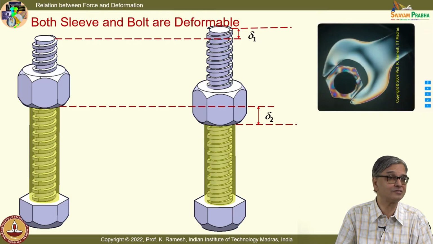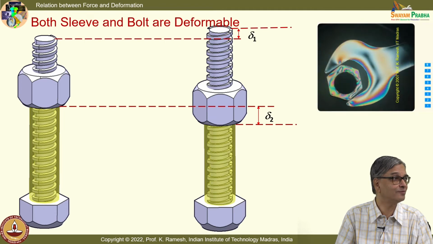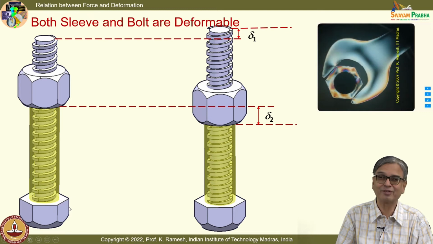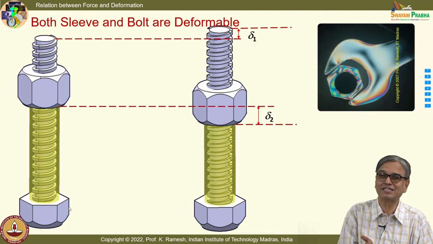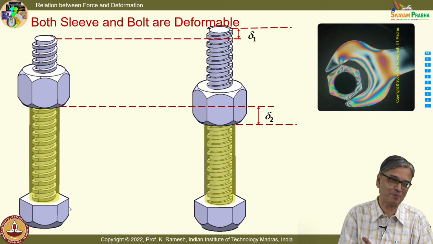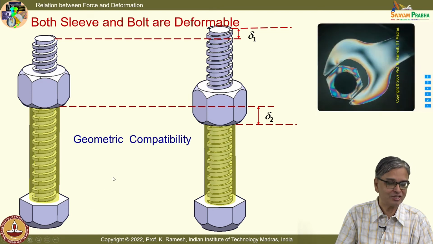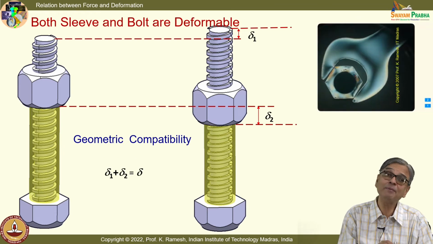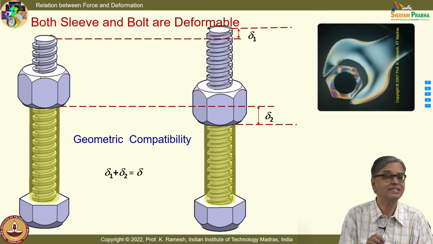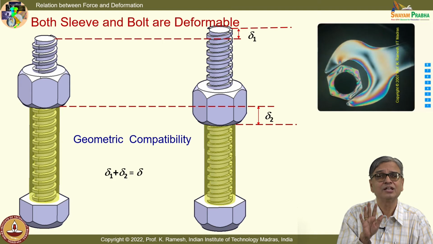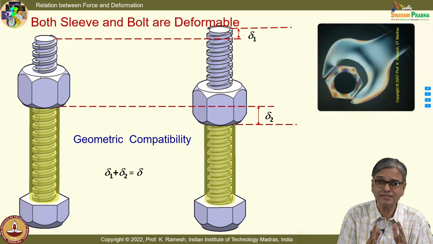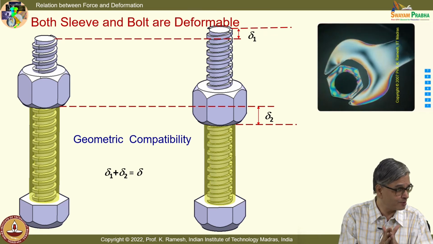Why delta 2 minus delta 1? Why should you have a minus there? I have given you similar proportions for you to visualize physically. Geometric compatibility is delta 1 plus delta 2. See, these are subtle things. I have given you a via media for you to visualize. Please go back and ponder about it.